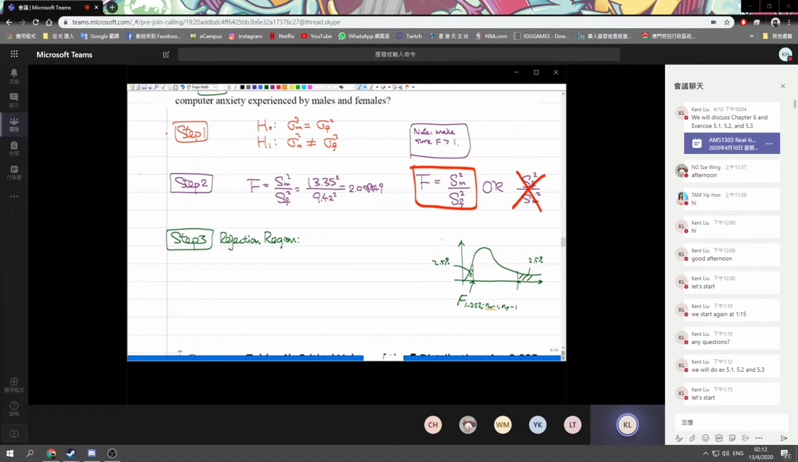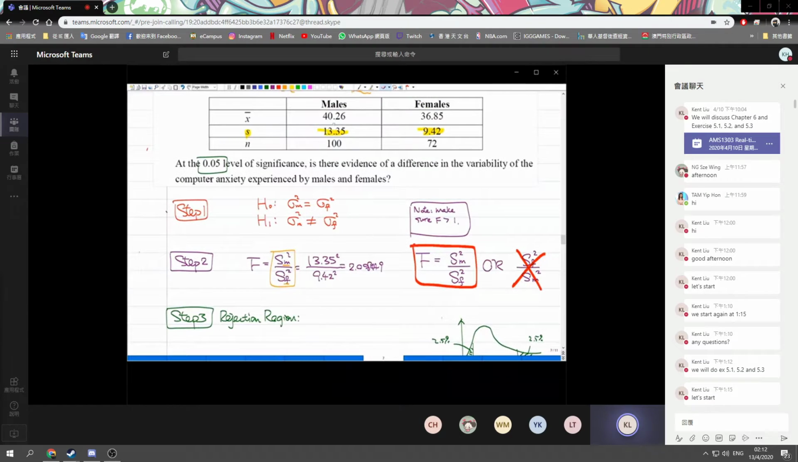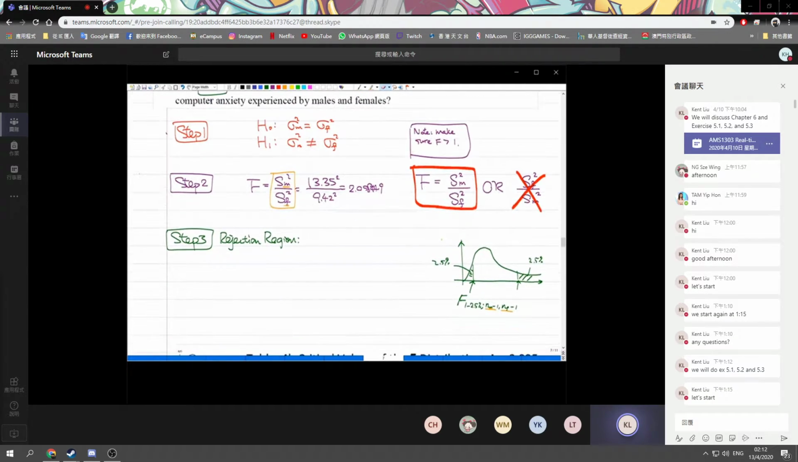To find out which one you should start with, you look at your test statistic. If the one in the numerator is n_m, then the first one will be n_m. Similarly, the one in the denominator determines the degrees of freedom of the second. In this case, we have 100 males and 72 females. So this point is 99, and this one is 71.